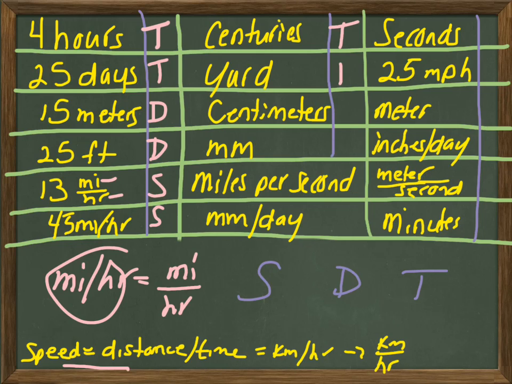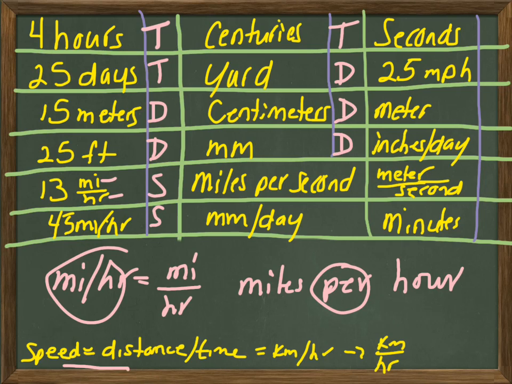Yard is a distance. Centimeters is a distance, millimeters is a distance. Miles per second is written out, and MI over HR is the same thing as me writing miles per hour. This per is the division sign or the slash sign. So this is a speed, millimeters per day is a speed, seconds is a time, 25 miles per hour, MPH, is a speed. Meters is a distance. Inches per day is another speed, and minutes is a time.